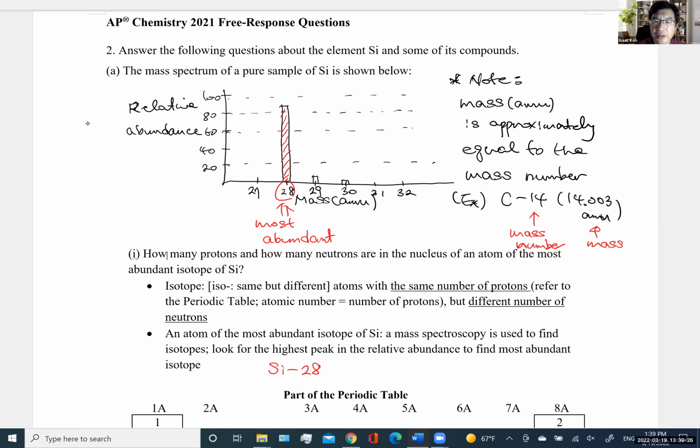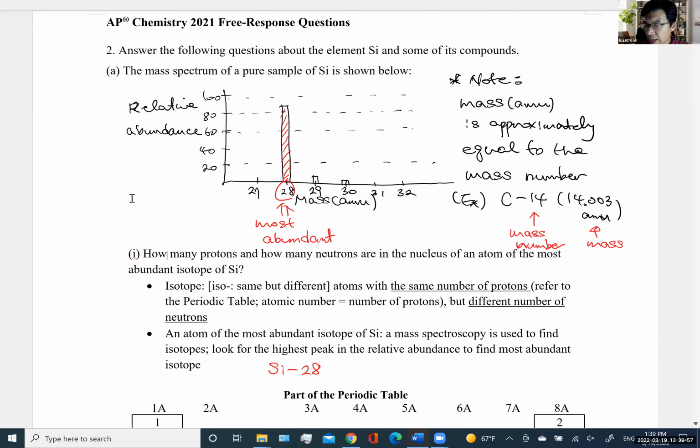14 represents the mass number, the number of protons plus the number of neutrons. The mass is 14.003 AMU. As you see here, the mass number is an integer, while mass has at least some decimal places. But they are very similar, as you see here. So mass is approximately equal to the mass number. What is shown in this graph is mass, but we can approximate it to a mass number.